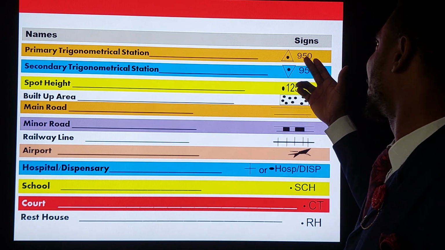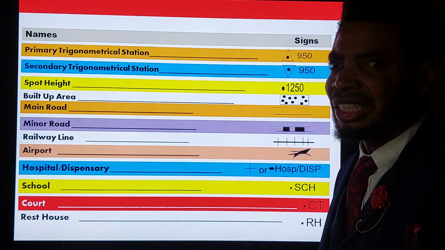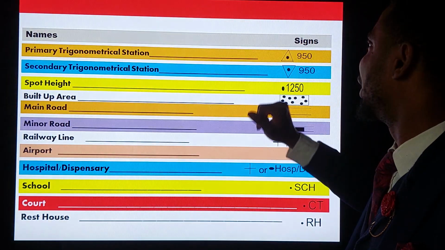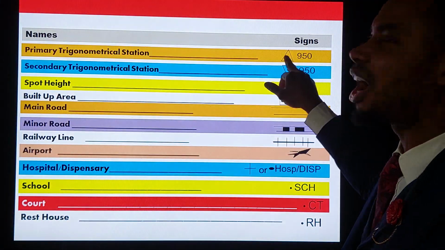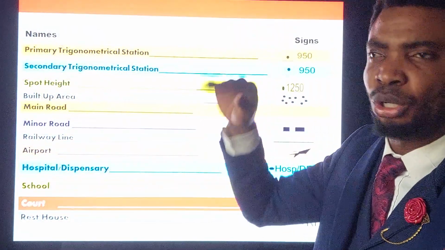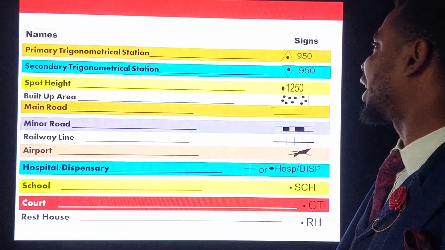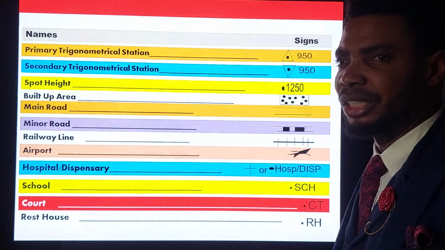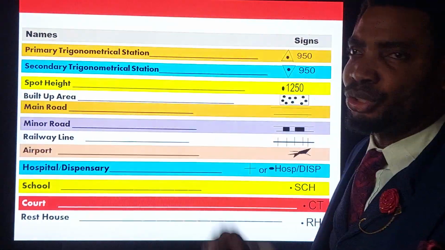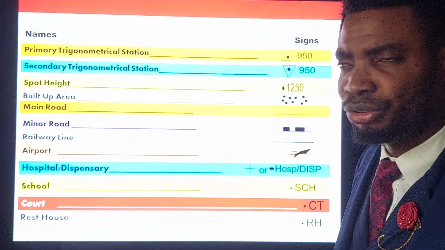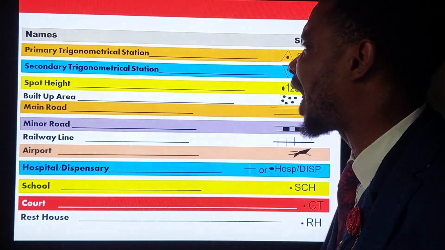When you see this sign, it means trigonometry station. Now that trigonometry station is a primary trigonometrical station. When you see the triangle with the arrow, with the head of the triangle pointing up. But when you see the reverse, the rectangle with a dot inside, with the head of that rectangle pointing down, it is another trigonometrical station, but it's a secondary trigonometrical station. Then let's look at the third one, the spot height.